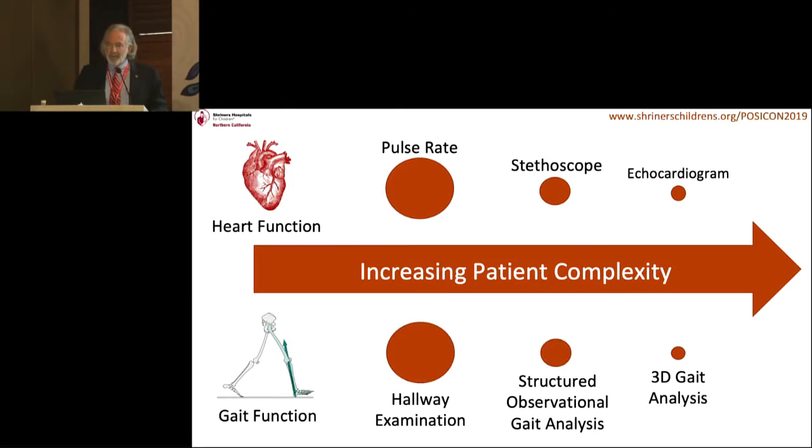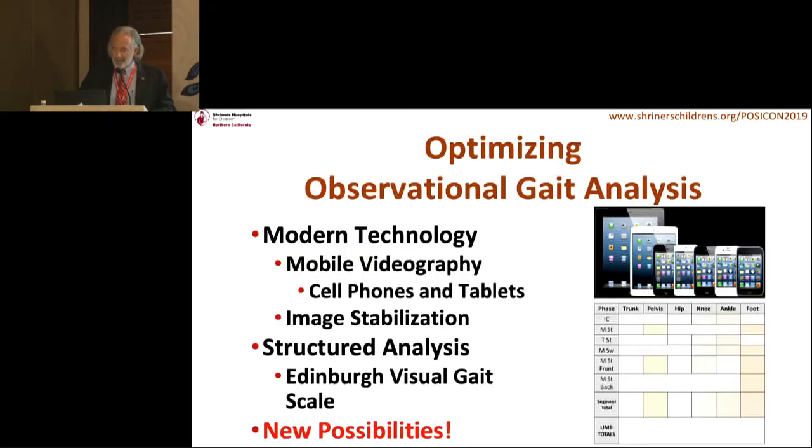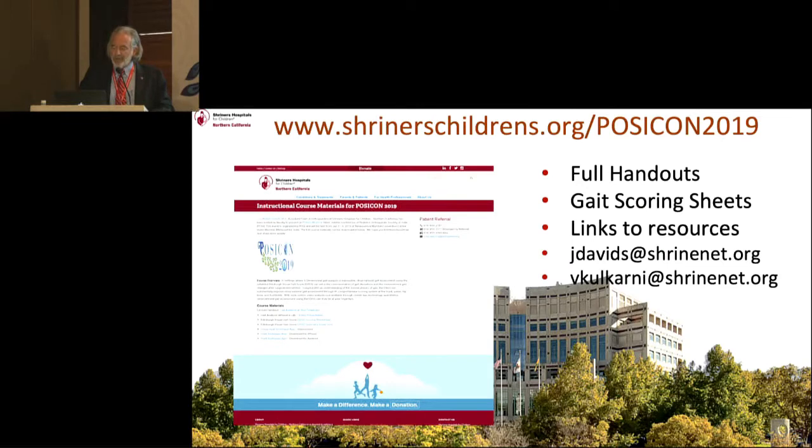Everybody should be capable of watching the child walk in the hallway. Some children need structured observational gait analysis. I've shared with you a paradigm for doing this, and a small number may require 3D gait analysis for ultimate decision making. So these two new technologies, cell and tablet videography, image stabilization, and the EVGS create wonderful new possibilities.